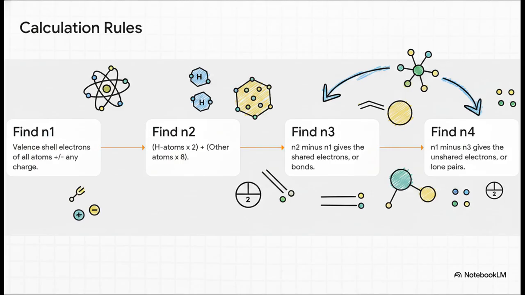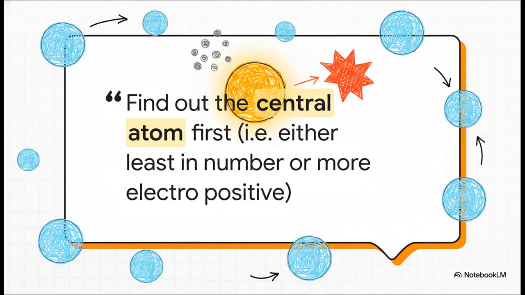We're going to walk through an example in a second, but maybe pause right here and copy this down if you need to. Okay, so once you do the math, how do you know what to actually draw? You have to pick a central atom to build your whole structure around. And here's a secret trick for you. The central atom is either the one you have the least of or the one that is more electropositive. Never put the greediest, most electronegative atom in the center.